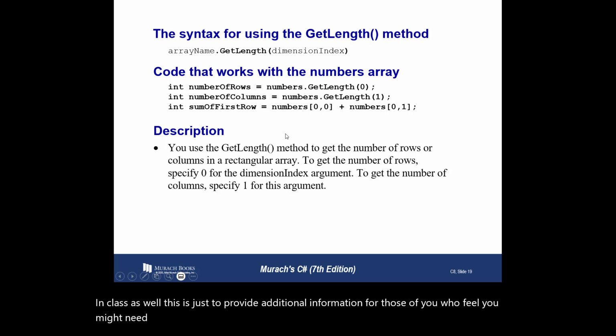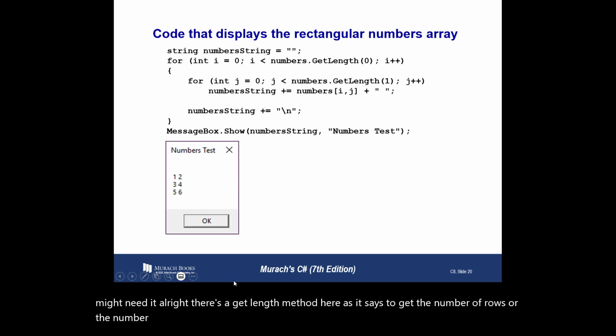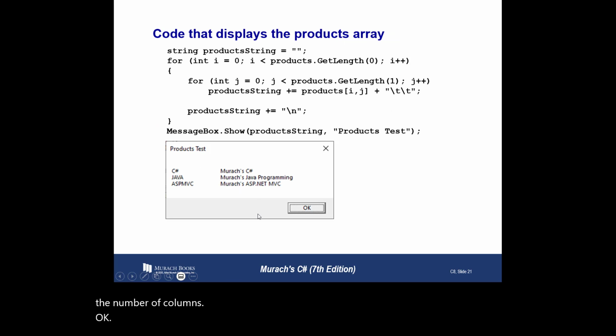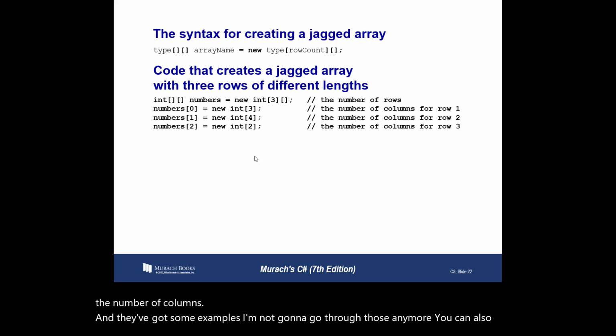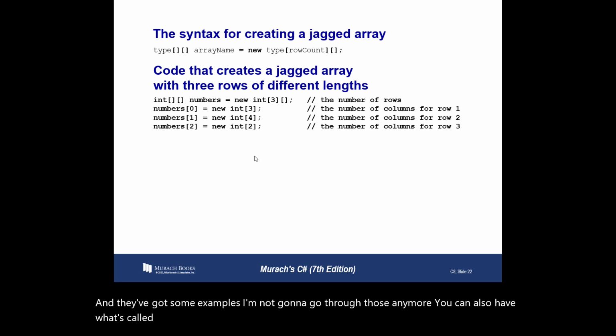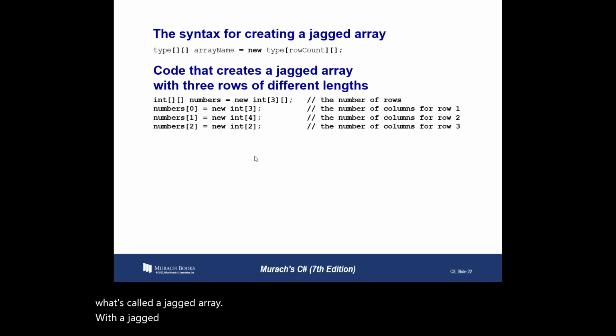All right, there's a get length method here, as it says, to get the number of rows or the number of columns. Okay. And they've got some examples. I'm not going to go through those anymore. You can also have what's called a jagged array. With a jagged array, you have a different number of columns in each row, or potentially you do.